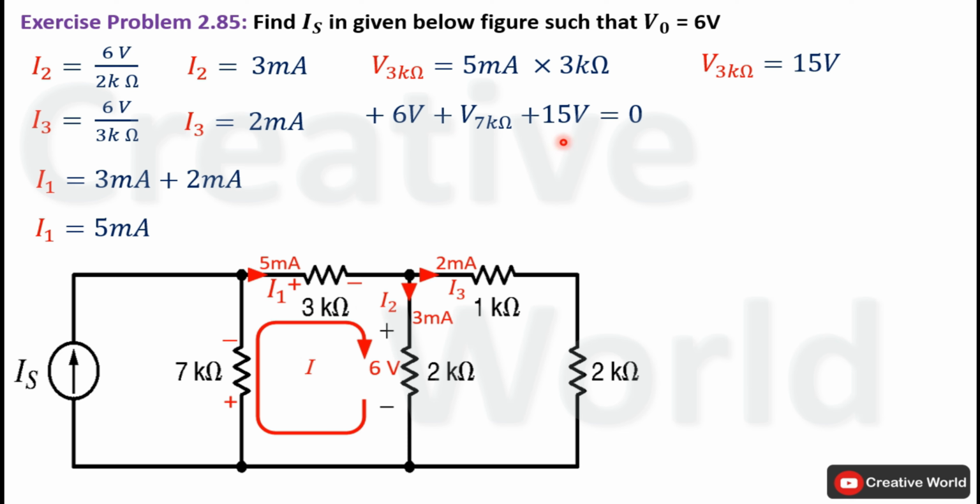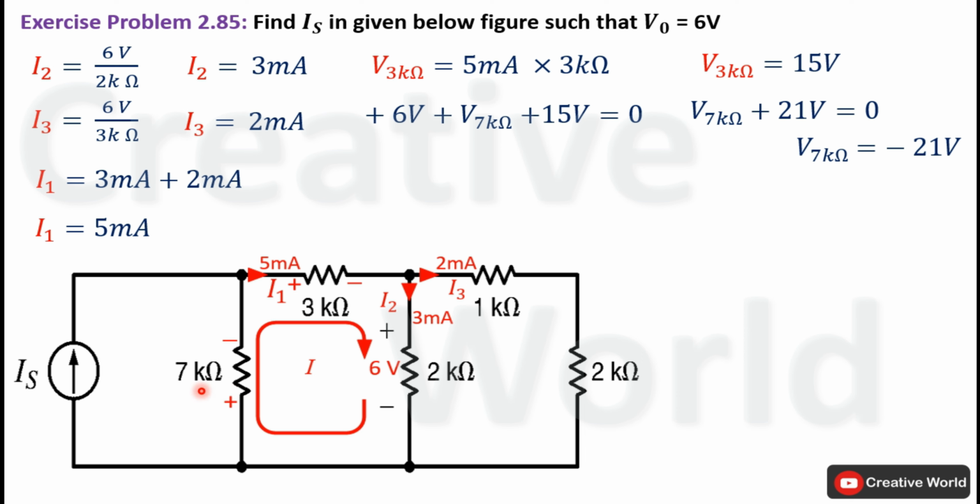Solve this equation, take the sum of 15 volt and 6 volt, it will become 21 volt. Place 21 volt on the other hand side of equal to calculate voltage across 7 kilo ohm resistance, that will be minus 21 volt. Now this minus sign along with the value of voltage across 7 kilo ohm resistance is indicating that we have taken wrong polarity notation across this 7 kilo ohm resistance. The actual polarity notation across this 7 kilo ohm resistance is positive sign here and negative sign here.